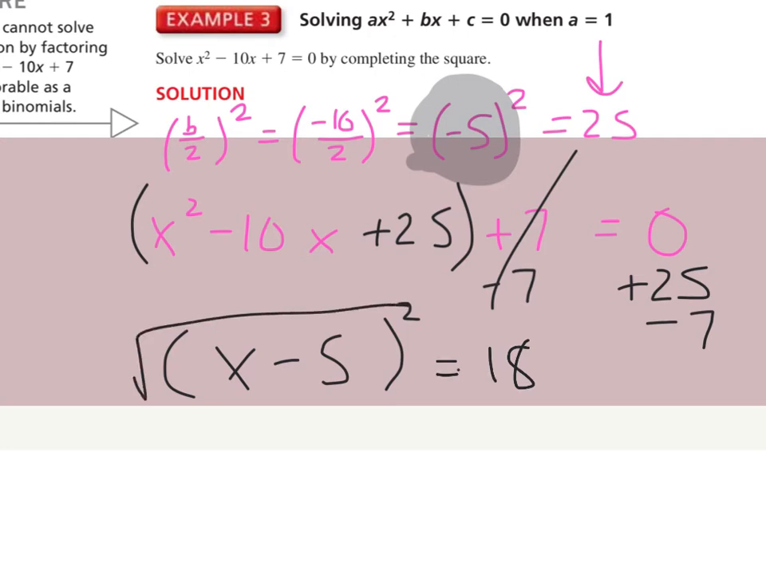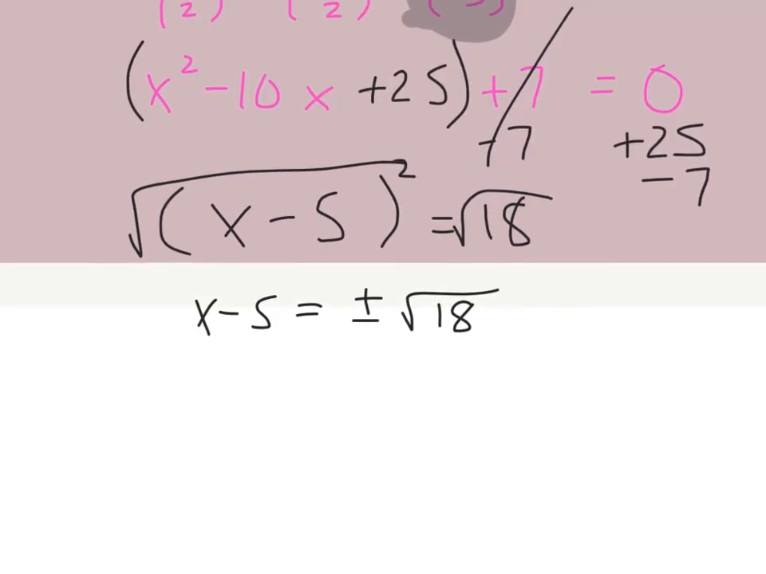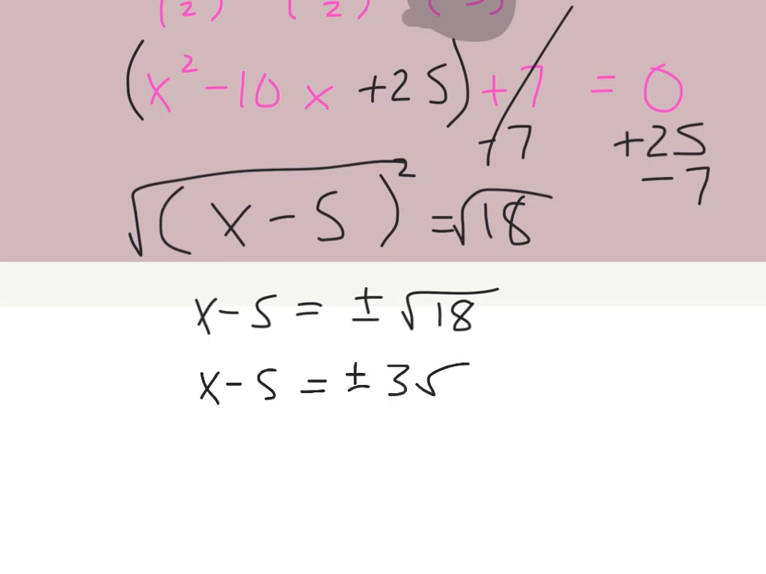Square root both sides. So we have x minus 5 is equal to plus or minus square root 18. Can we simplify the square root of 18? Perfect, 3 square root 2. So same thing we did before where we split up the equation. We have x minus 5 is equal to the positive 3 square root 2. And x minus 5 is equal to the negative 3 square root 2.